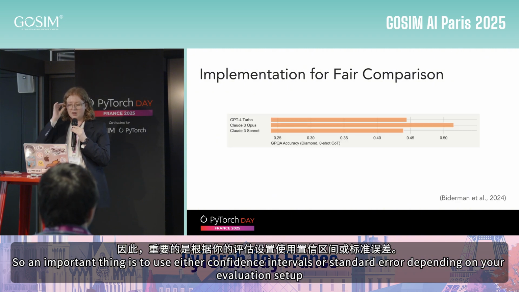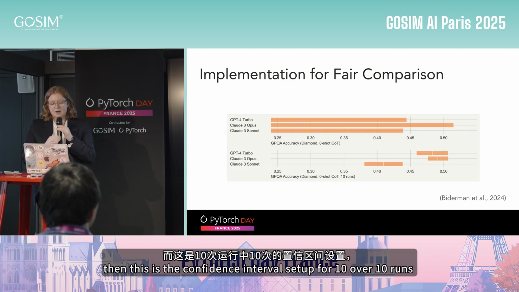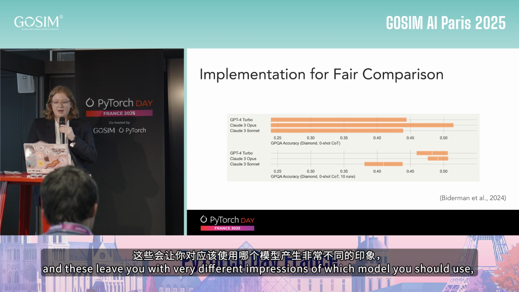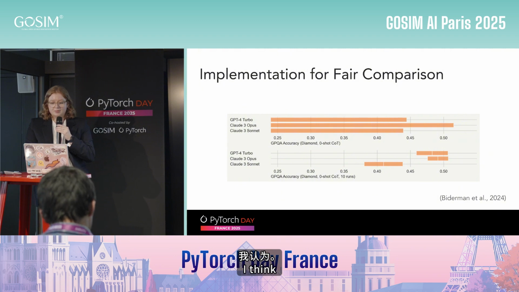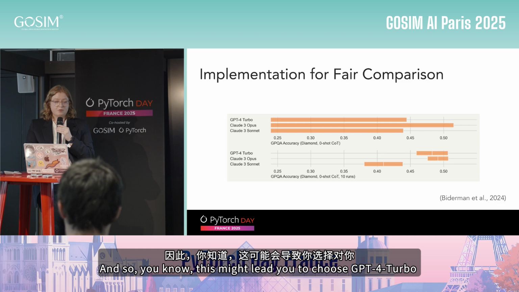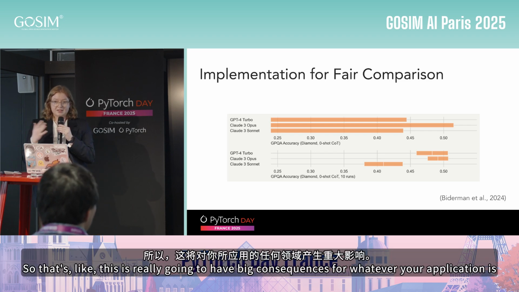So this is a result for GPQA for a few models with just one run. And then this is the confidence interval setup over 10 runs. And these leave you with very different impressions of which model you should use, I think. And so this might lead you to choose GPT-4 Turbo, which is going to be cheaper for you. So this is really going to have big consequences for whatever your application is.